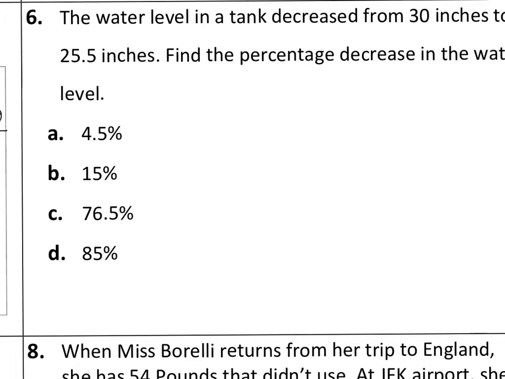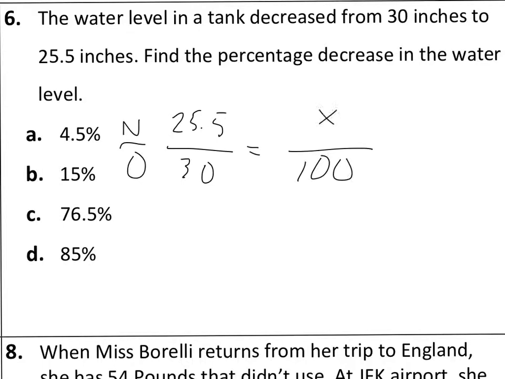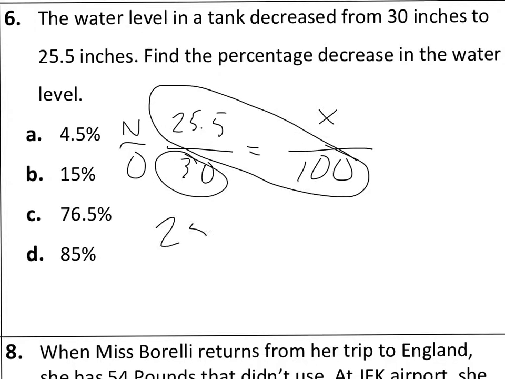Number 6. The water level in a tank decreased from 30 inches to 25.5 inches. Find the percent decrease in the water. Again, we're going to be setting up a proportion here. I like to think about it as new over original. Our original level of the water was 30, and it decreased to 25.5. That original represented 100%. What we have to do is find out what this is. So we do our cross multiplication, divide by this, and you get 2,550 divided by 30, and when you solve for that, you get 15%.